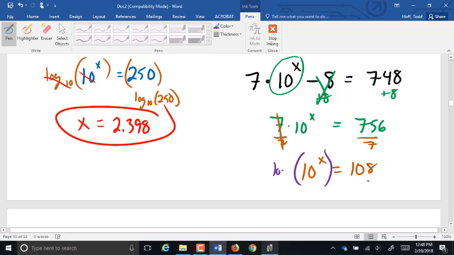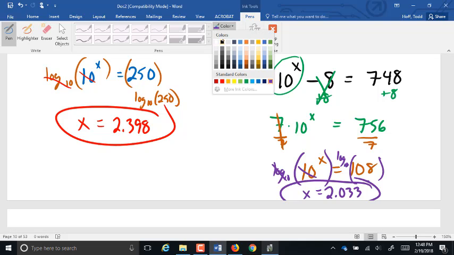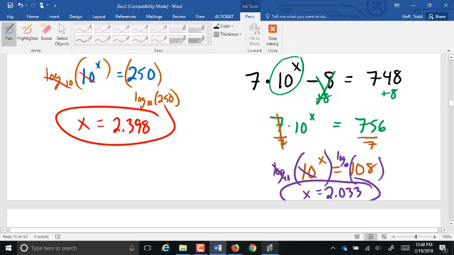Now we do the log to get rid of that 10 to the power of. So x equals the log of 108, which is 2.033. So 2.033 x equals. We can even continue to layer it.